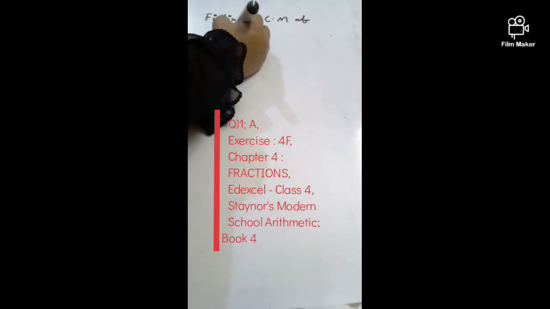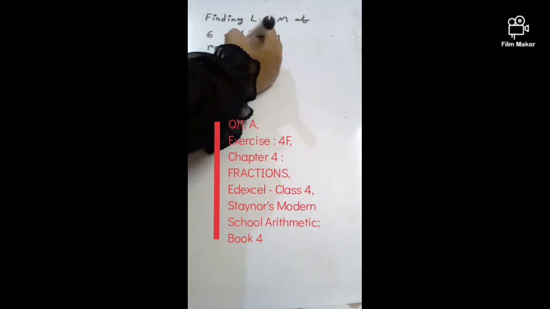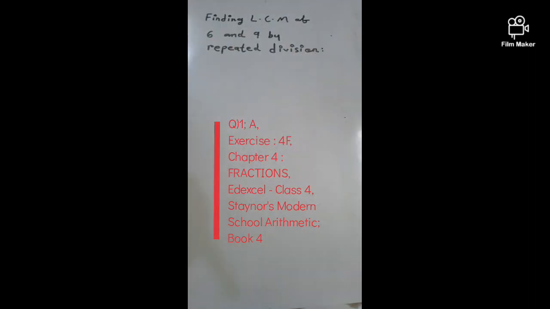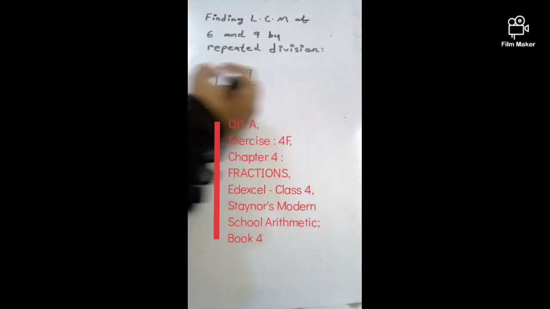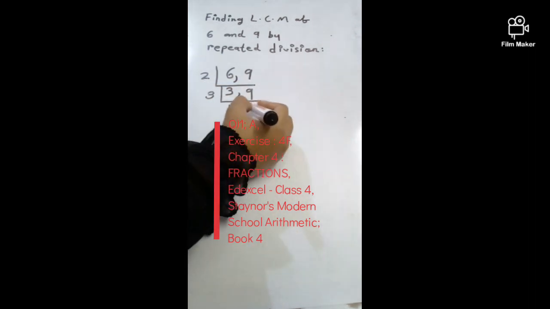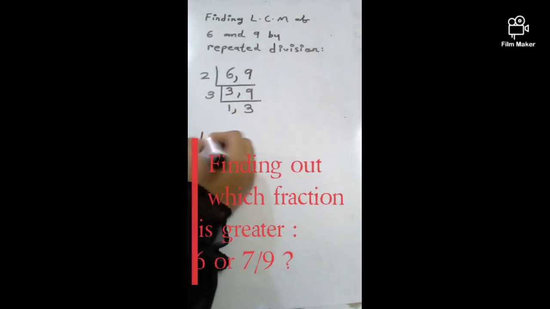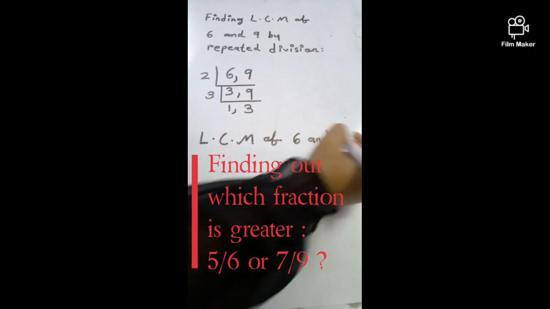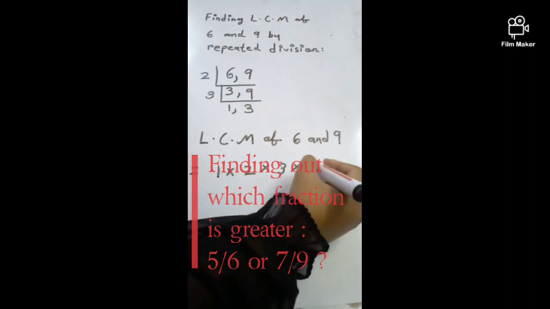Today I am going to solve question 1 from section A of exercise 4F of chapter 4, called Fractions, of the widely used class 4 Edexcel Mathematics textbook, Stanor's Modern School Arithmetic Book 4. In this lecture, we are about to find out which fraction is greater among 5/6 and 7/9.